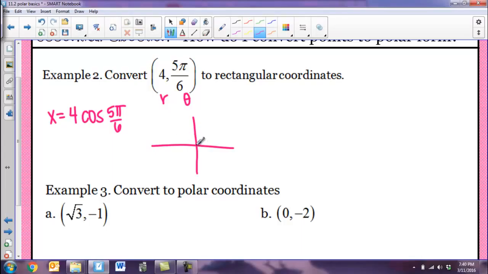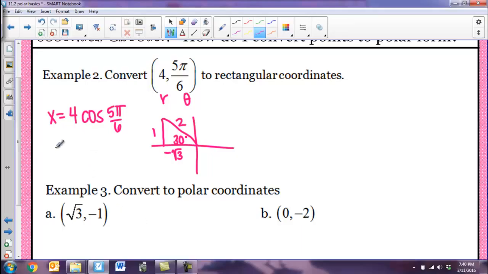5 pi over 6 is going to be before pi. Wow, that was a terribly drawn one. And then we know pi over 6 was going to have a reference angle of 30 degrees. So opposite that guy is going to be 1. My hypotenuse is 2, and be careful, since this is in quadrant 2, this will be negative root 3.